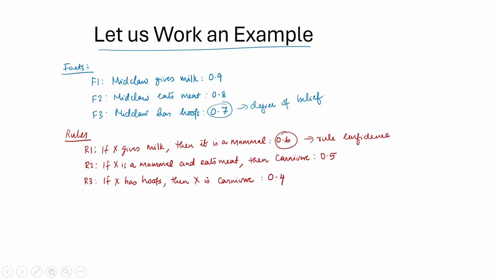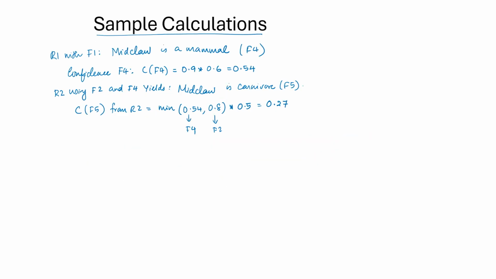0.5 is coming from the rule: X is a mammal and eats meat. So, this is R2. Okay. Doing this we get 0.27. Okay. Now, R3 using F3.